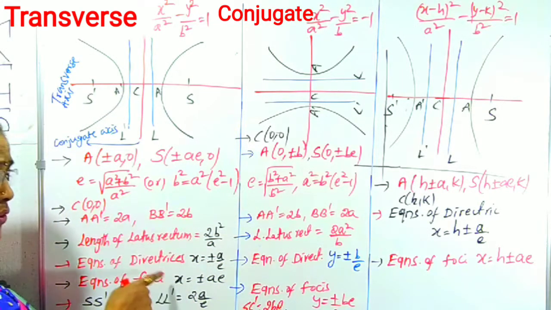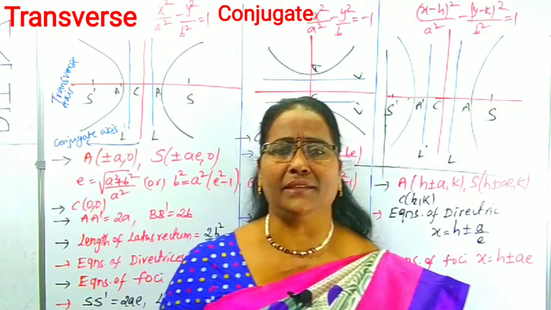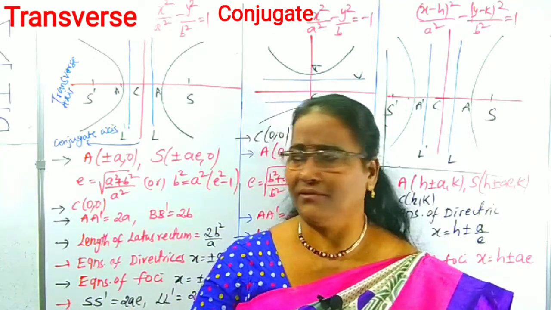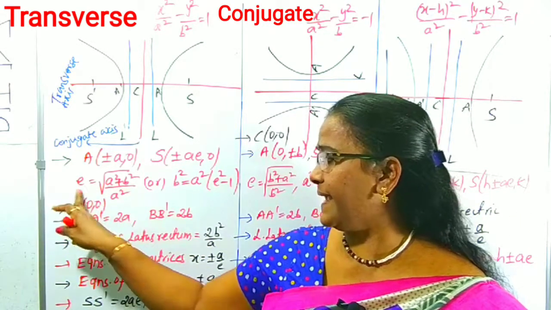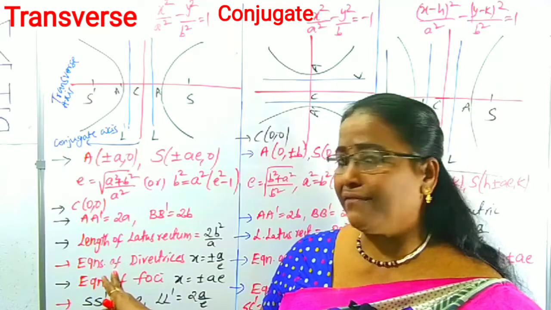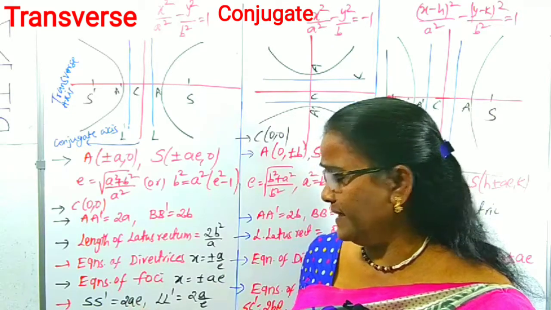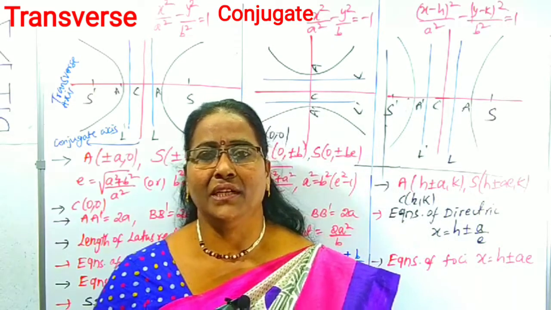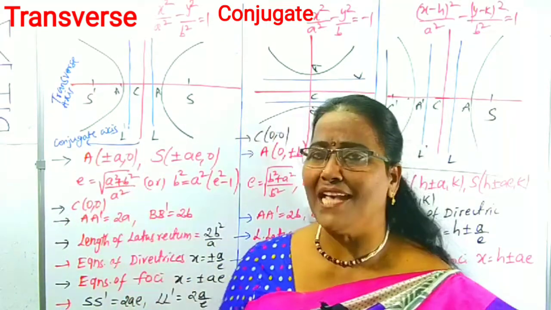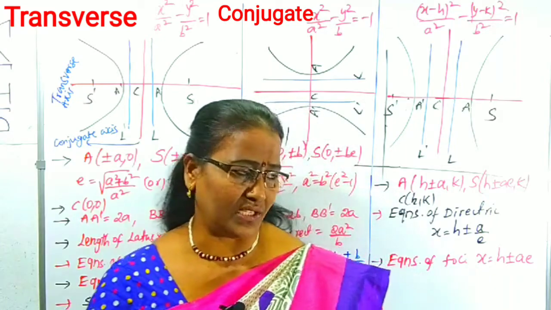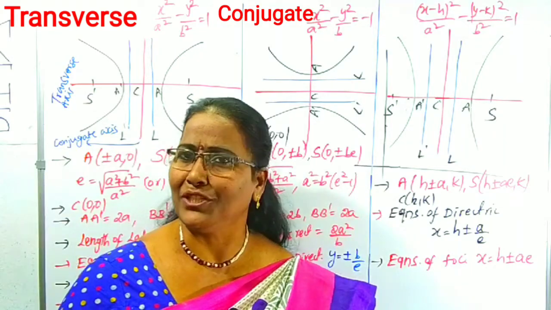Similarly, the equations. One more point you have to remember: the lengths do not change at all. Length dimensions are always similar, like AA dash, BB dash, e, the length of the latus rectum. These lengths never change, and SS dash, LL dash too. Only the coordinates as well as the equations change in case the center is at h, k rather than at 0, 0.